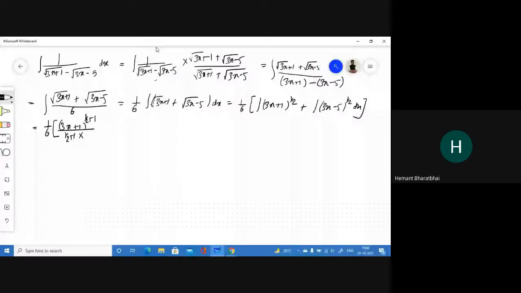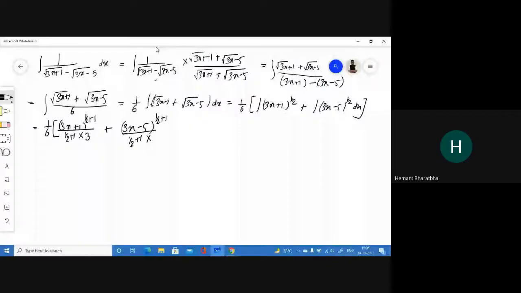So I get 1 by 6. This will become (3x plus 1) raised to 1 by 2 plus 1, upon 1 by 2 plus 1. Now one more thing, if you just remember, I said that whatever coefficient is there with x, you have to divide with it. So you will have to divide with this 3 over here. Remember, this is very important. Plus (3x minus 5) raised to 1 by 2 plus 1, upon 1 by 2 plus 1.